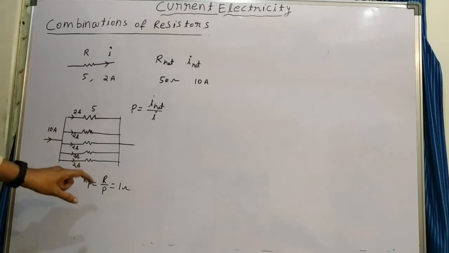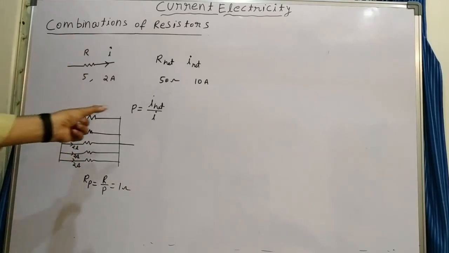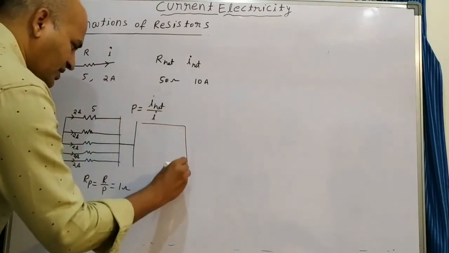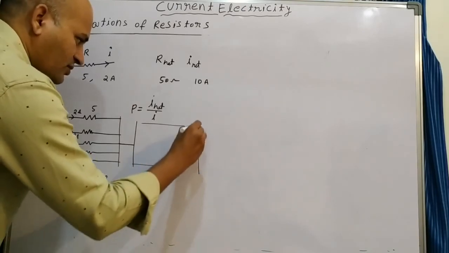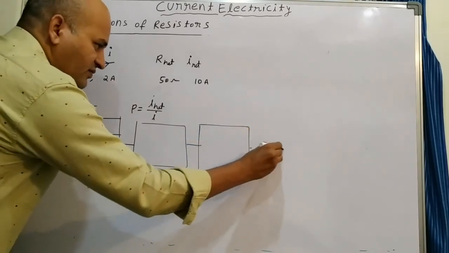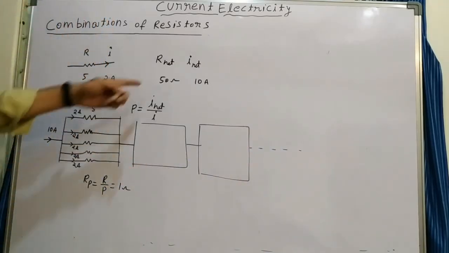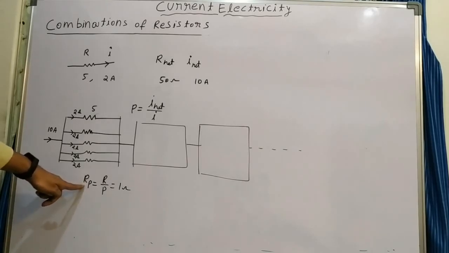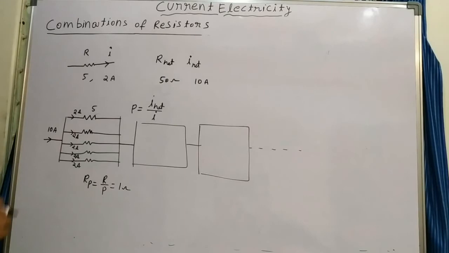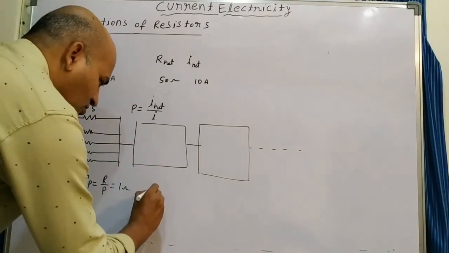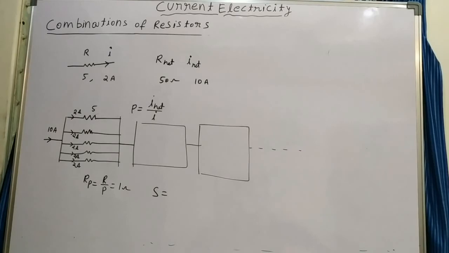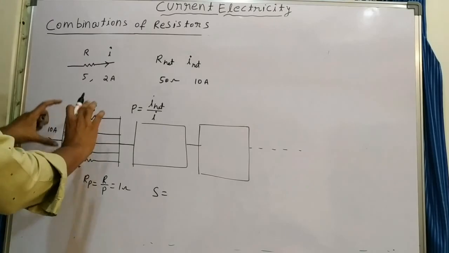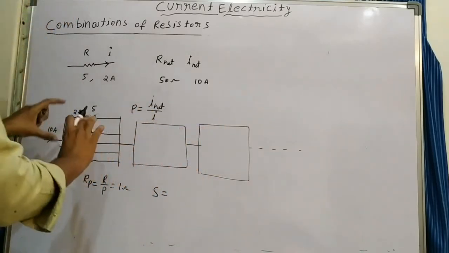So to increase the resistance, we should connect a number of such sets in series. We take this type of set here and connect one more set like this, and one more. We have to connect such sets until we get 50 ohms. The resistance of each set is R parallel. So how many such sets are required in series combination?